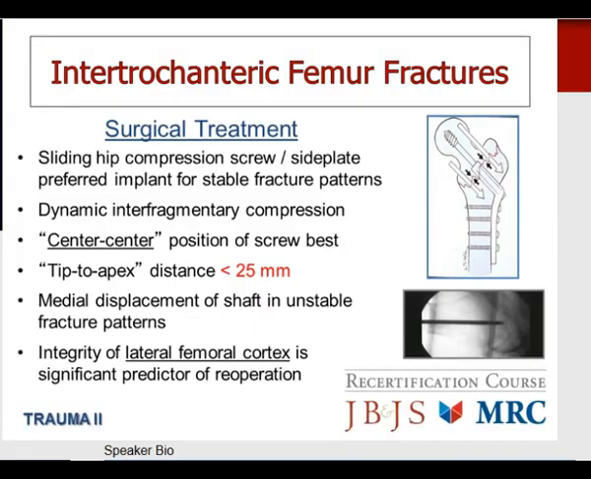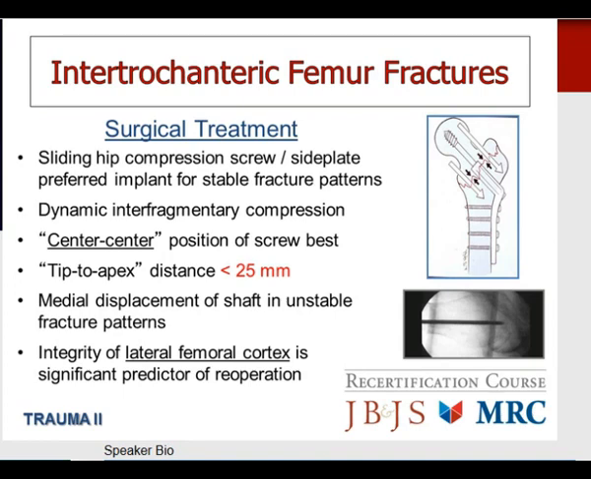For the surgical treatment of intertroch fractures, the sliding hip compression screw and side plate remains the preferred implant for stable fracture patterns. This implant allows you to obtain dynamic interfragmentary compression by the sliding of the lag screw within the barrel of the side plate. For positioning of the proximal lag screw, remember that the center position of the screw is best. Center of the femoral head on the AP image, center of the femoral head on the lateral image, and the screw head should be placed close to the subchondral bone. The tip to apex distance should be less than 25 millimeters.